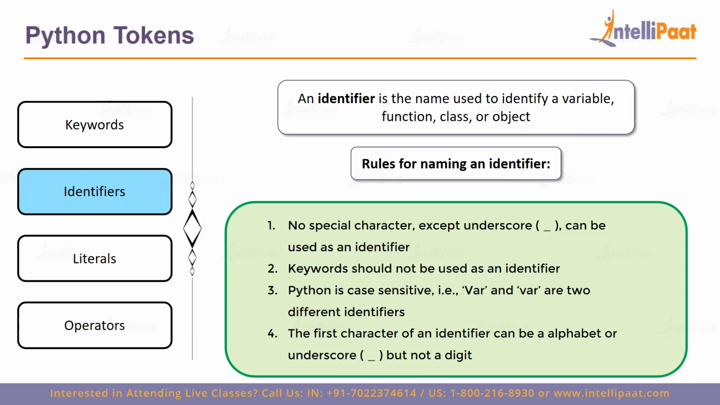Then the first character of an identifier can be an alphabet or an underscore, but not a digit. As we have already seen, we can use any alphabet as the starting character of our identifier or variable name. On the other hand, we can use underscore as well, but we cannot use a number. A digit is not something that we can use as the first character. You can use it afterwards. It could be the second or the last character or anything in between, but it can't be the first one. So let's take a look at them.